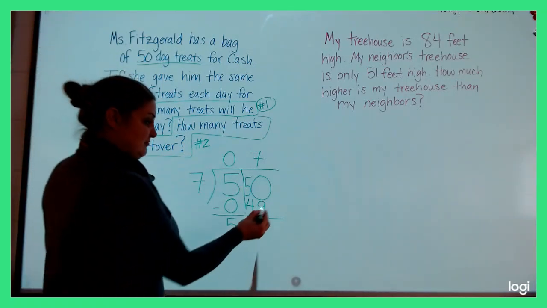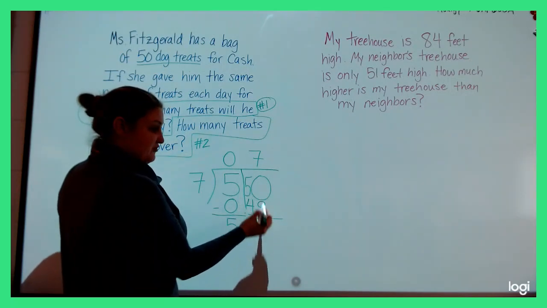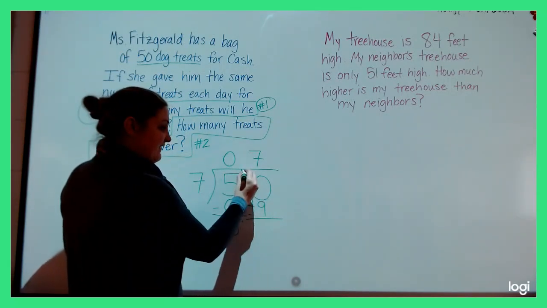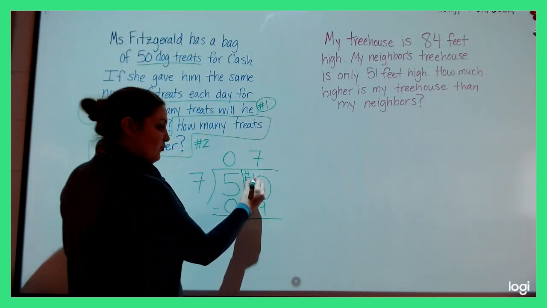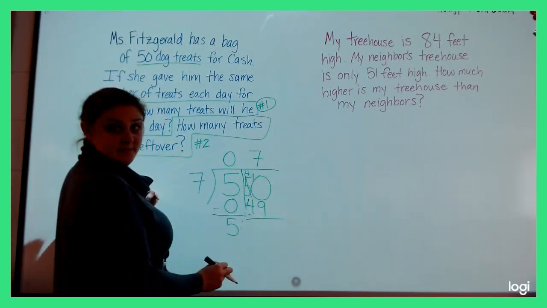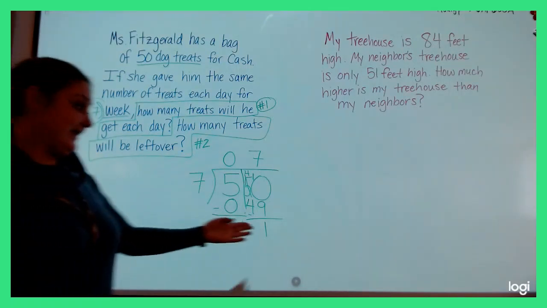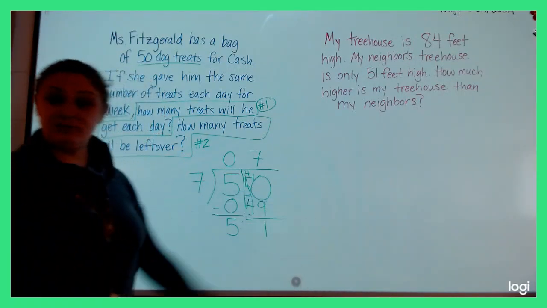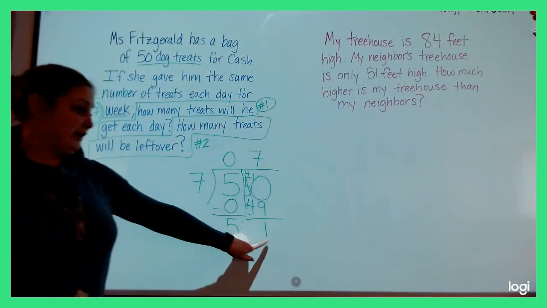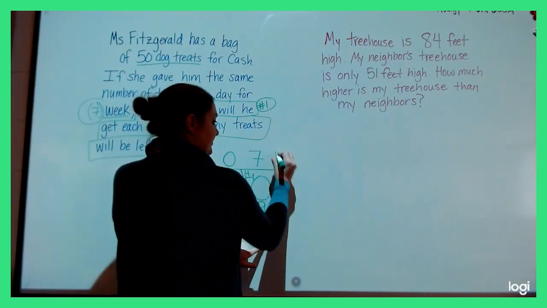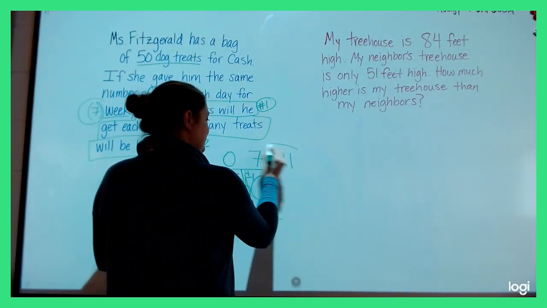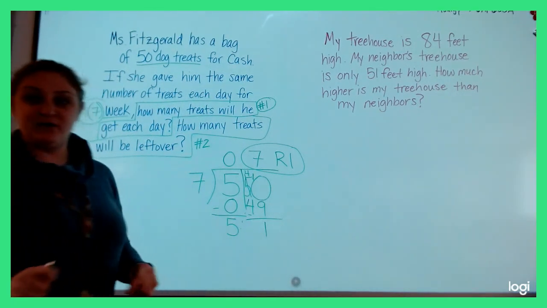Don't forget, though, when you are doing this, it's a normal subtraction. So I can cross out my 5, make it a 4, and make that 0 into a 10. All right, so 10 minus 9 is 1. And I cannot carry it up here because there are no more digits. So we know that this 1 is going to be our remainder. So my answer to the problem was 7 remainder 1.